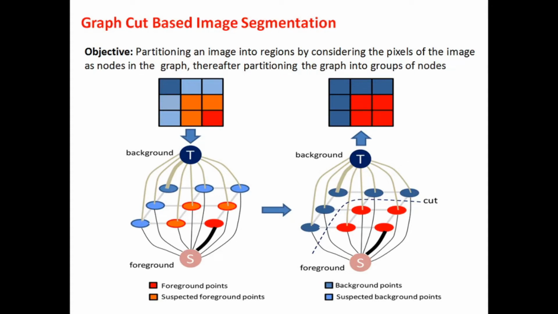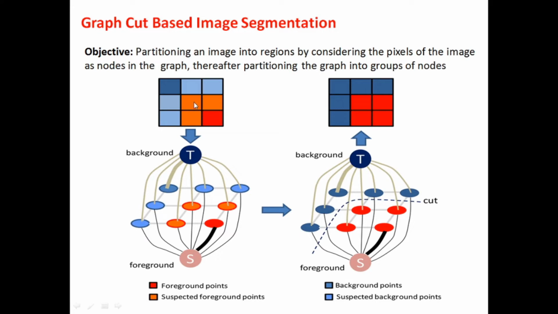Now we shall discuss image segmentation based on graph cut techniques. The main objective of graph cut is to partition an image into regions by considering the pixels in the image. You can see here I have an image with different colors, so that each and every color represents a pixel.